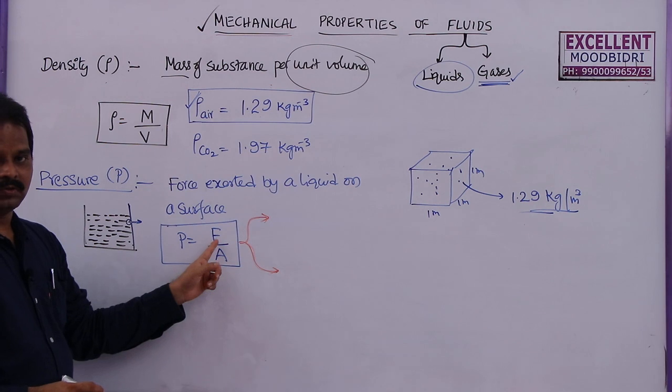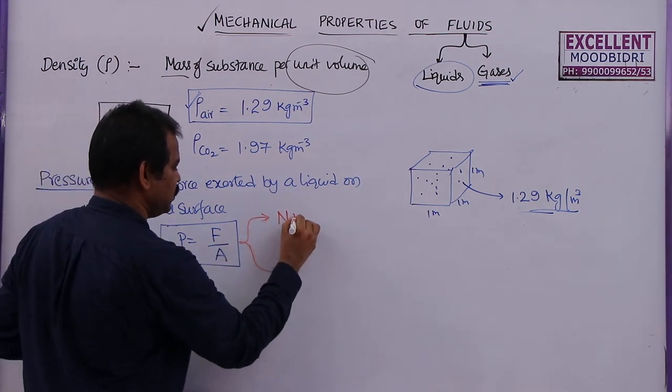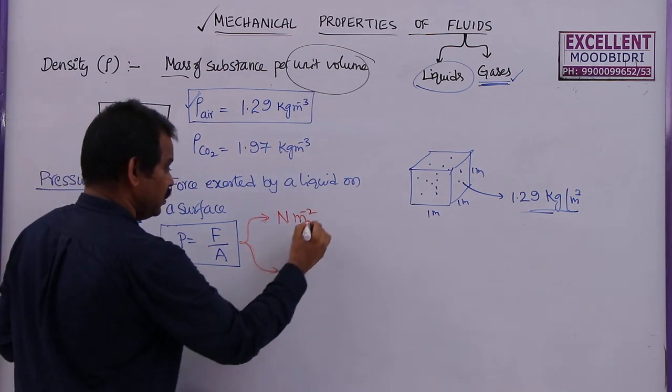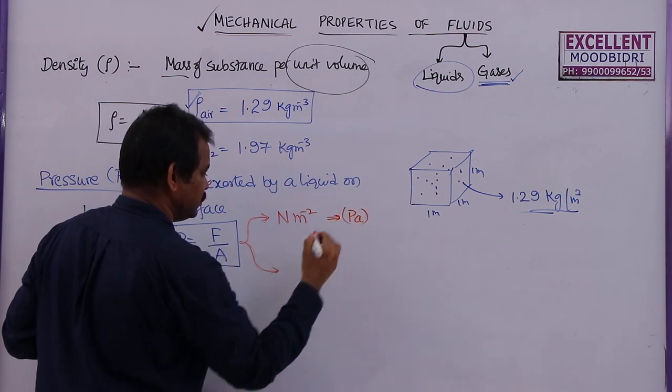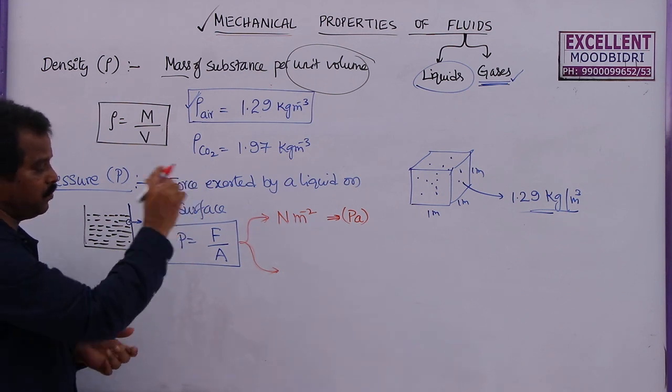So pressure is force. Force is measured in Newton and the area is measured in meter square. So this is Newton per meter square. This is also known as Pascal. It's the name of a scientist. So 1 Newton per meter square is also called 1 Pascal.